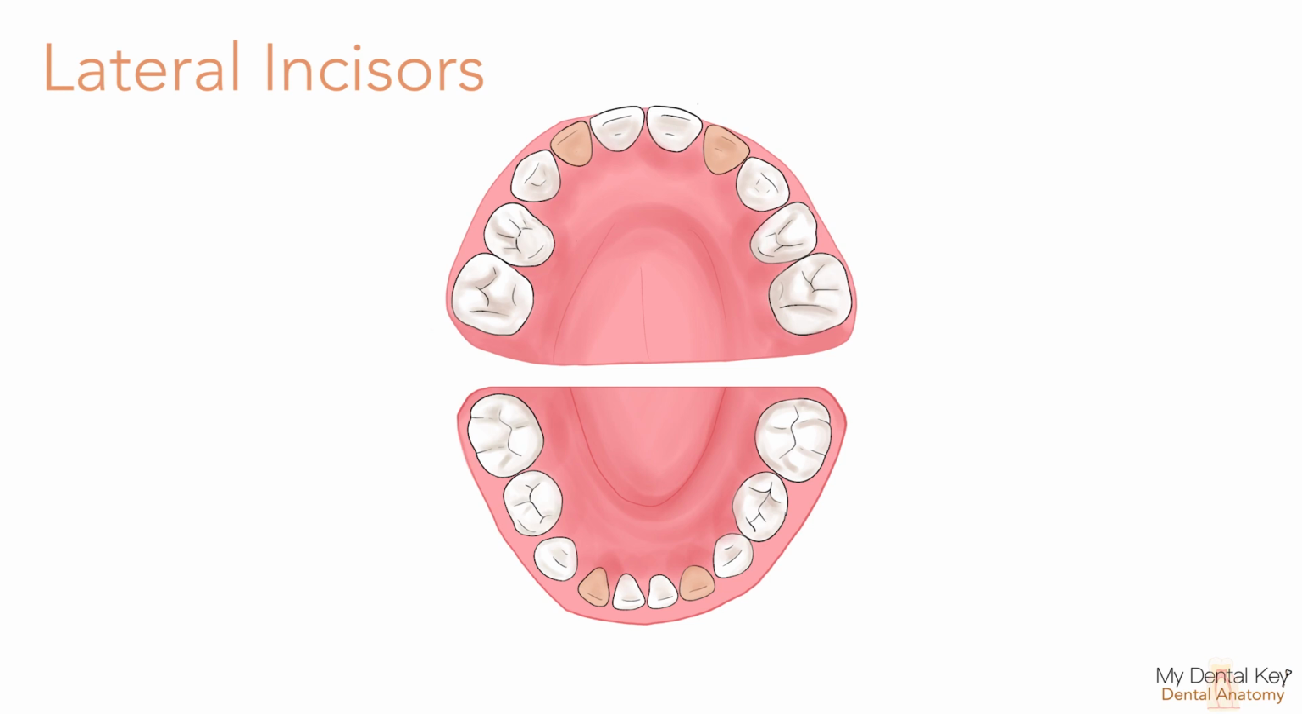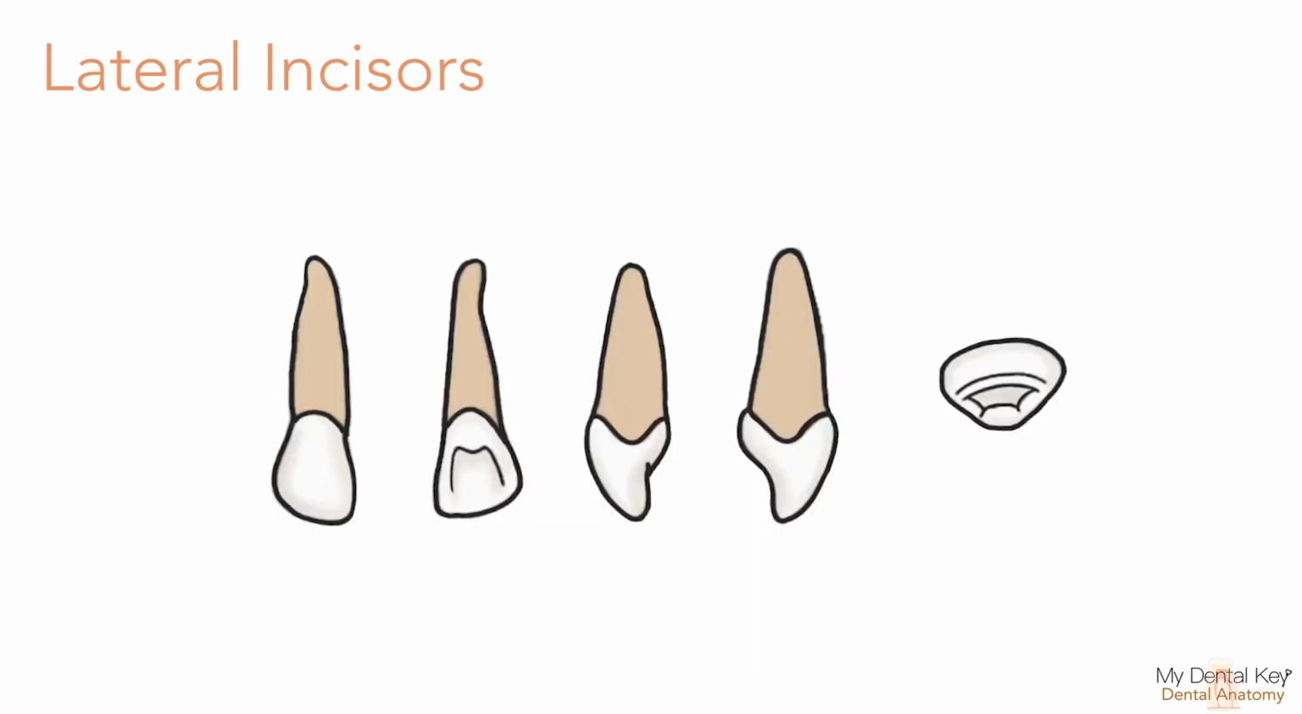Lateral incisors are the second type of tooth to erupt. Maxillary primary lateral incisors are D and G, while the mandibular lateral incisors are N and Q. Overall, lateral incisors have similar outlines to the central incisors, but some distinguishing differences are present.